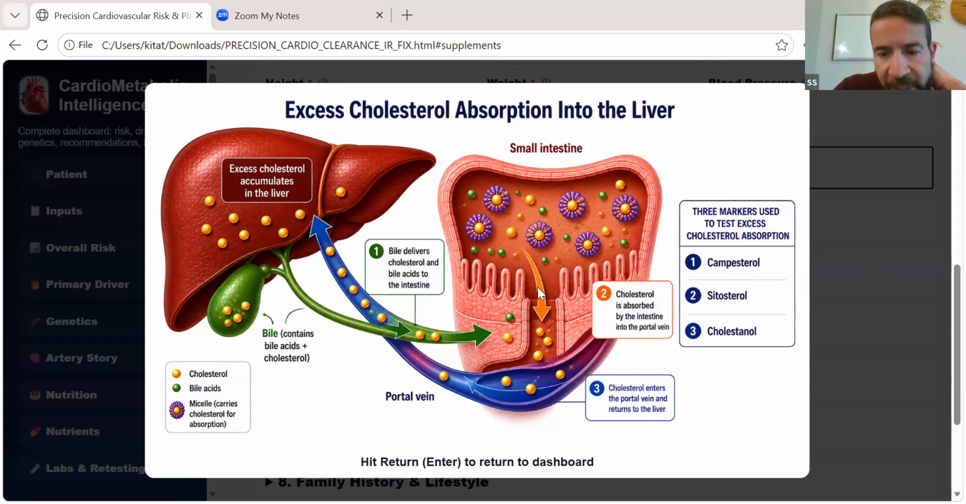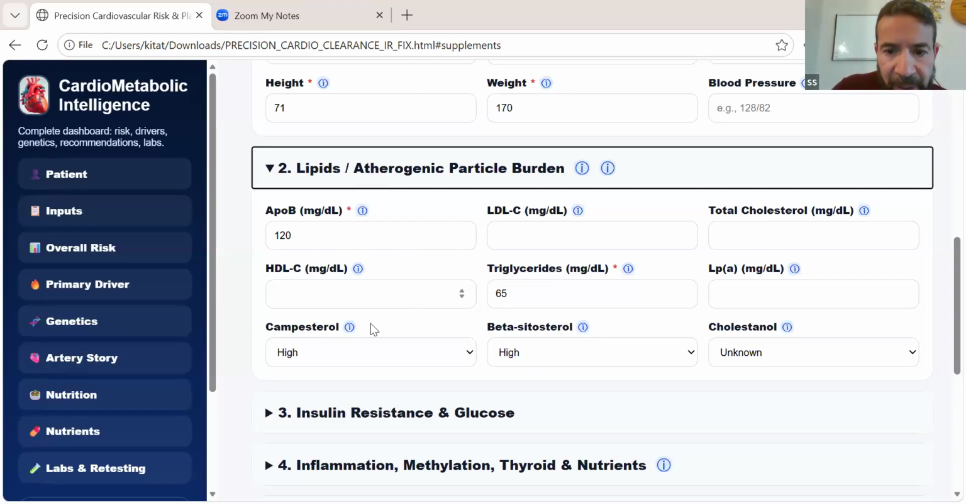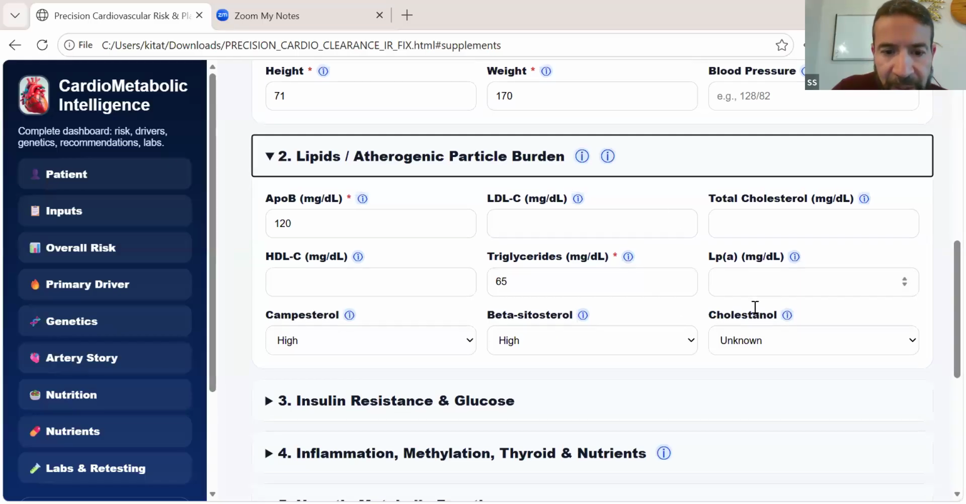And these are the labs, and you also have them in that lipid panel. So this is the panel that I'm talking about, and these are the labs. All right, this is the intestine reabsorption labs. Lp(a), we're not going to fill it now. Let's say we don't know anything about it for now.